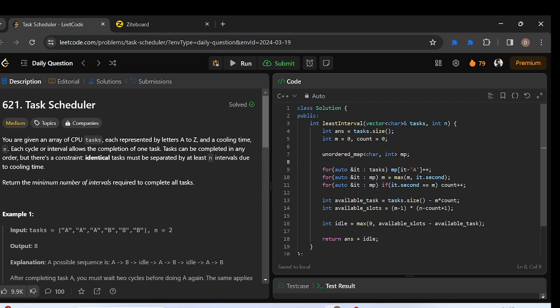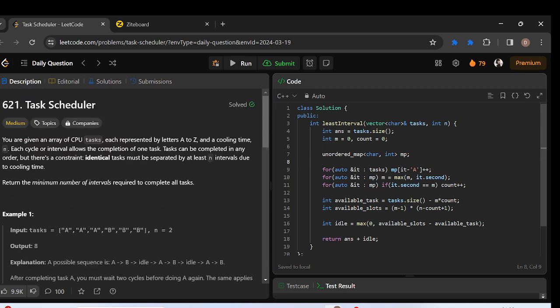But there is a constraint: two identical tasks cannot be done together, there must be at least n intervals between two identical tasks. Like if there are two A's and n is 3, then there must be a gap of at least 3 between the two A's. In between them, tasks like B, C, D can be there, or idle time can be there.